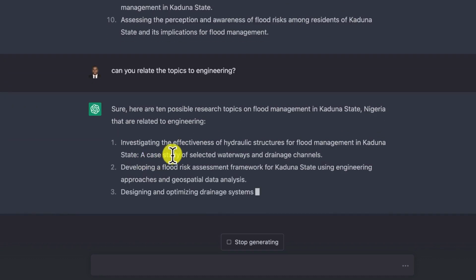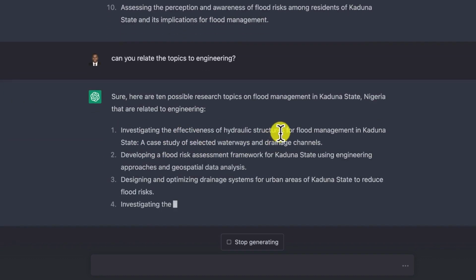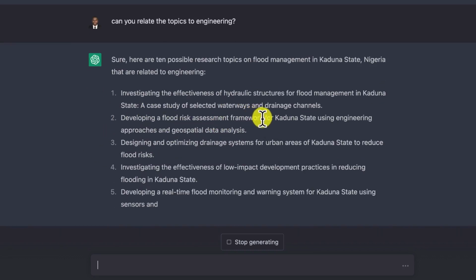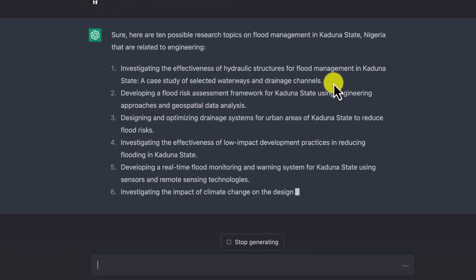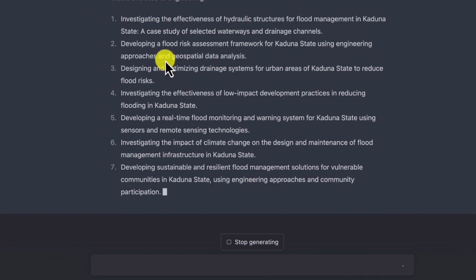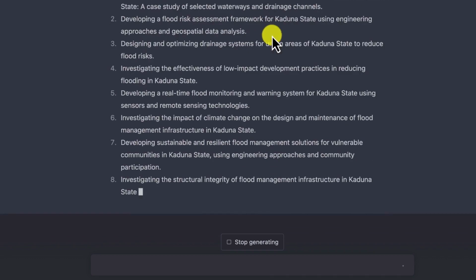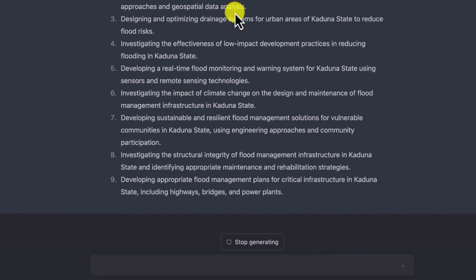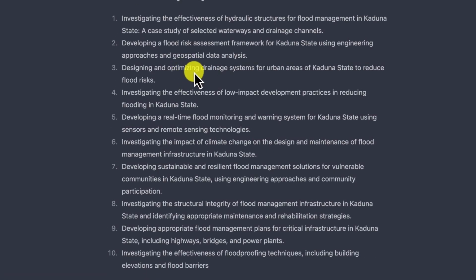So you can see, investigating the effectiveness of hydraulic structures for flood management in Kaduna State, a case study of selected waterways and drainage channels. These are very, very nice, but it changes everything to relate to engineering. Developing a flood risk assessment framework for Kaduna State using engineering approaches and geospatial data analysis. You see, this one now is completely engineering. Designing and optimizing drainage system for urban areas of Kaduna State to reduce flood risks. Very fantastic, related to engineering.